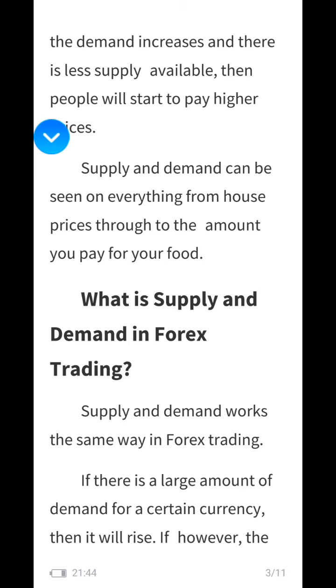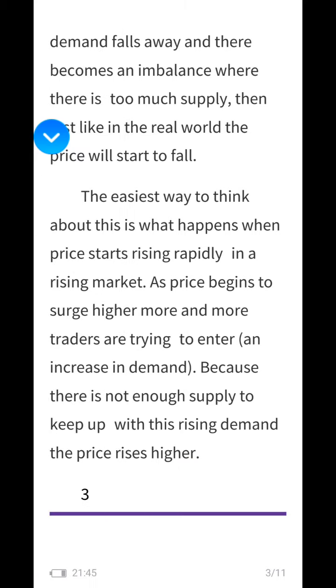Why? Because there are few people selling. But if there are a lot of people selling, then there is a lot of supply, which will result in the price dropping. The demand will decrease, there will be few demands. Okay? So this is what we need to concentrate on. This is what we need to identify when it comes to forex trading.